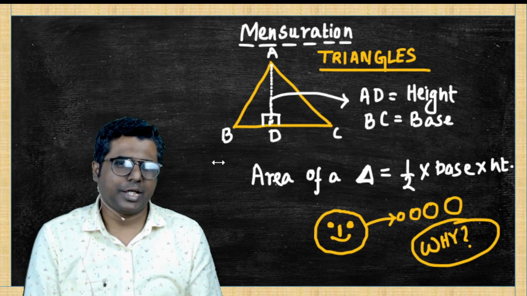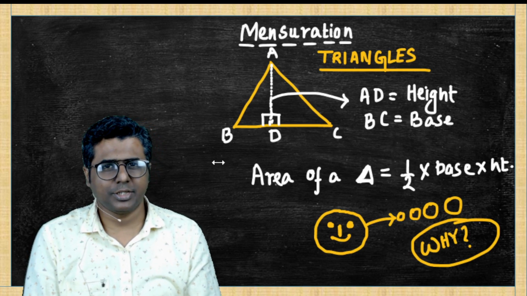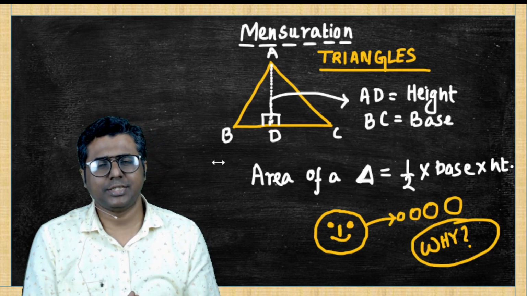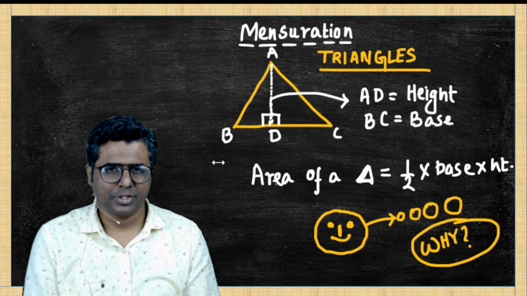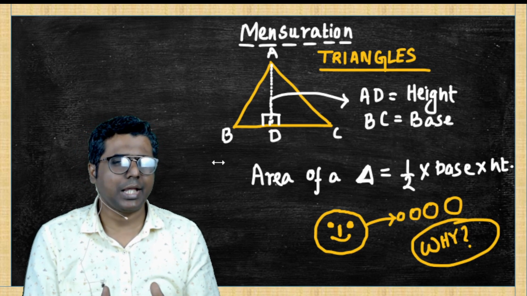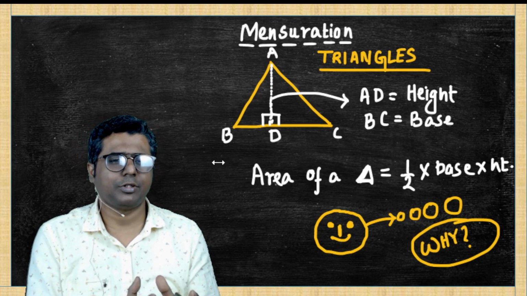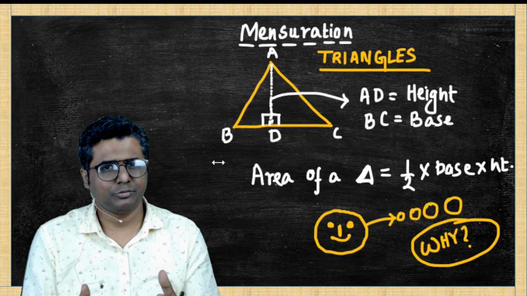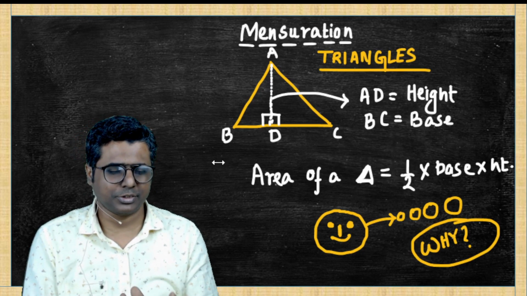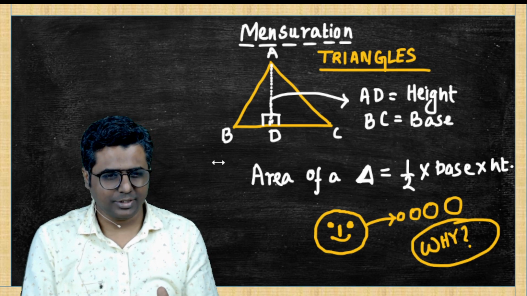At this point of time, I am pretty hopeful that many of you know the area of triangle formula, that is half into base into height. Even if you don't know, you can see what is written on the board and you can just please write it down, and we are going to discuss mainly on how this formula comes and we are going to derive this formula. So at this moment we are going to concentrate on why.